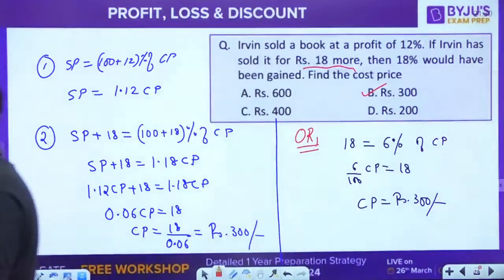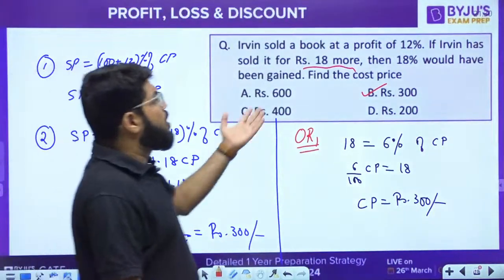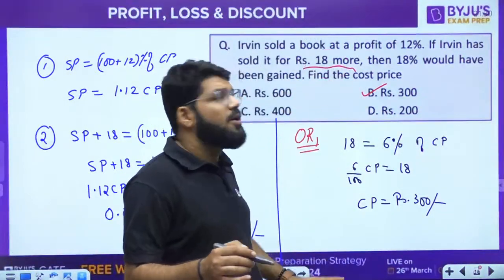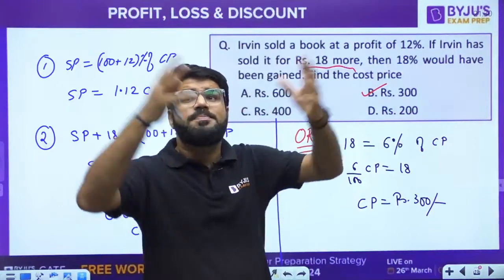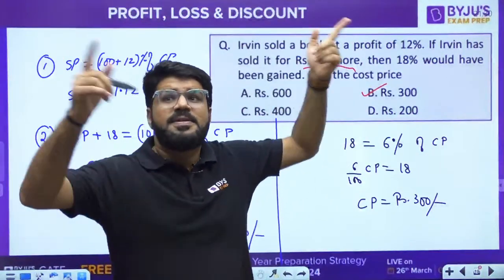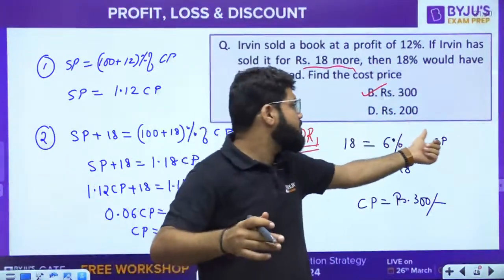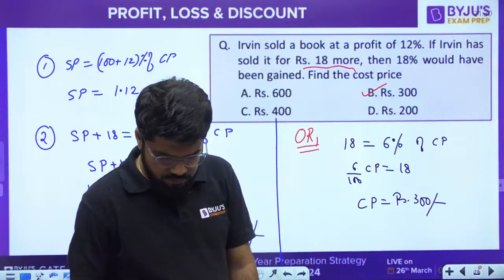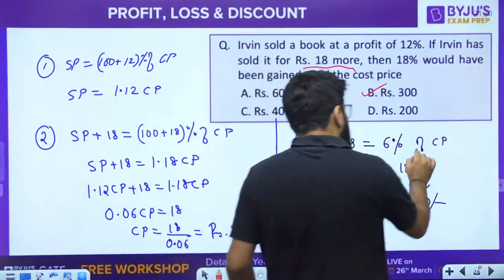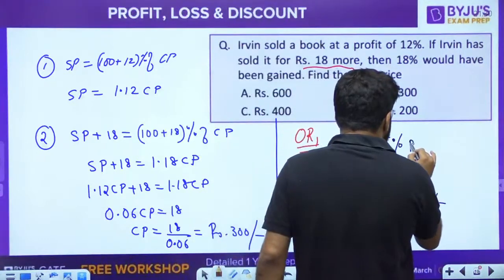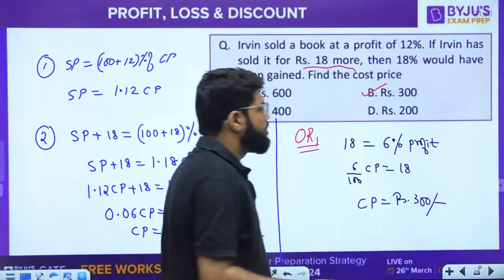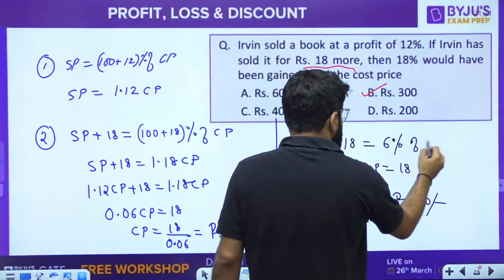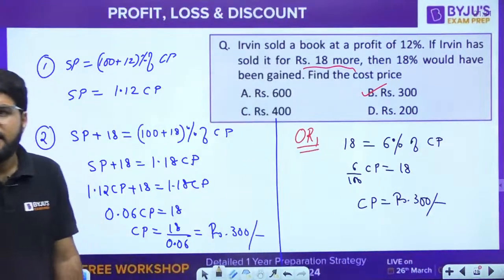So one is by equation, one is the direct logic. The profit increases by 6% because of what? Because of the increase of selling price by 18 rupees. So that 18 rupees is equivalent to 6% of the profit. Now, how do you calculate profit? On cost price. So 6% profit means 6% of cost price. I can write it like this as well: 18 rupees corresponds to 6% profit, and that is why it is equal to 6% of the cost price. Okay, done.